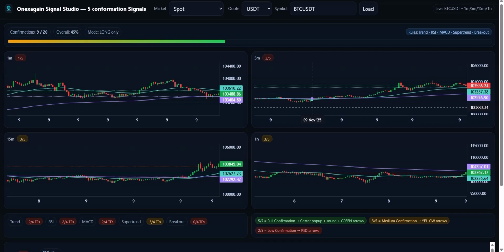What we are interested in here is when the bar reaches around 90% and when the confirmation count reaches about 18 or 19 confirmations, with the overall also around that 90% zone. When those conditions are met, Gain Tracker will print a long entry signal in green inside the signal history. So what does that mean for you?